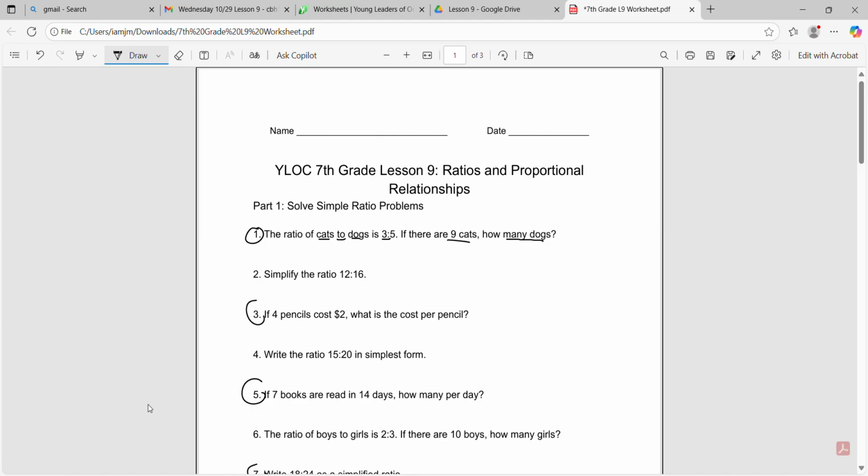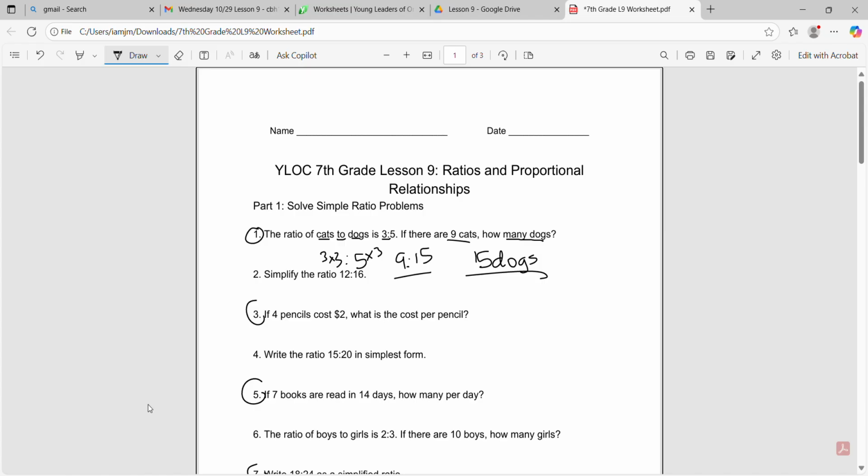To find that out, we have to turn the 3 into a 9. So to get 3 cats to become 9 cats, we have to multiply 3 by 3, which will get us 9. But since it's a proportional relationship, they're together, so you also have to multiply the other side, the 5, by 3. So 3 times 5 is 15. And that's your new ratio. It's the same except the numbers have just increased. So per 9 cats, there are 15 dogs. We're done with number 1.